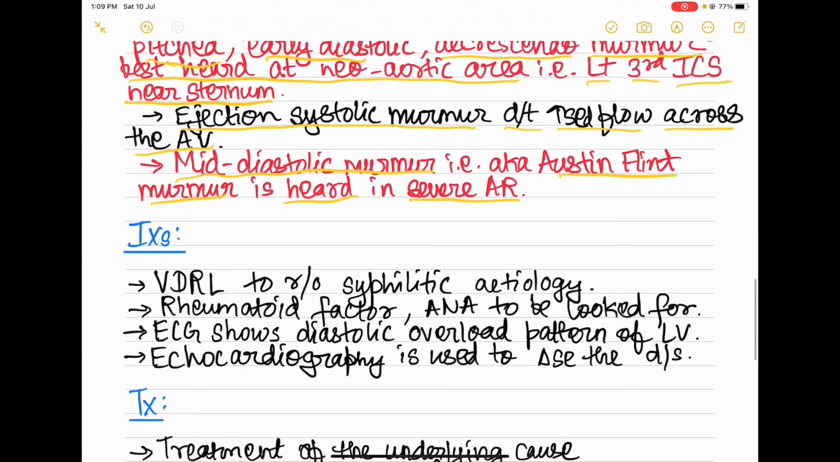Coming to the investigations. First, we have to do VDRL to rule out syphilitic etiology, because I have already mentioned that syphilis is one of the causes of aortic regurgitation. Then we look for rheumatoid factor and anti-nuclear antibodies to rule out rheumatoid arthritis and systemic lupus erythematosus, basically to rule out the connective tissue disorders. Then on ECG, we can see a diastolic overload pattern of the left ventricle because of aortic regurgitation, and echocardiography is the diagnostic test.